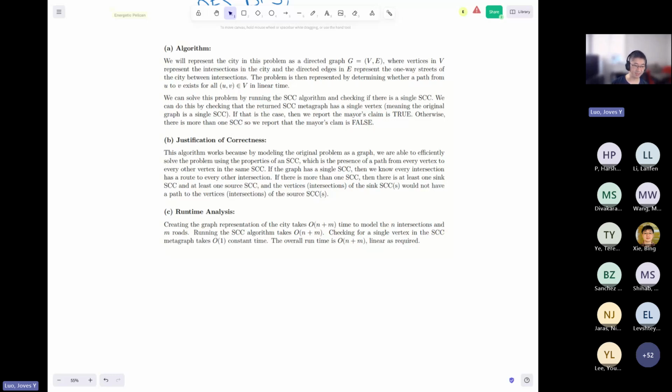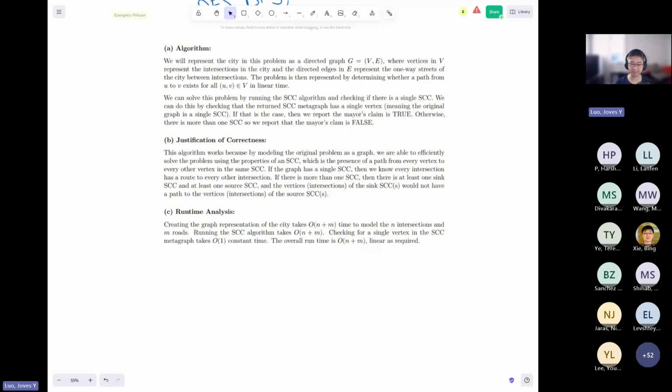The reason this works is because by modeling the original problem as a graph, we're able to efficiently solve the problem using the SCC algorithm. In a single SCC, every intersection can reach each other. That is what an SCC means. So if there's only one SCC, that means every single intersection can reach each other. If they're in separate SCCs, then that is not true. Runtime: O of n plus m to create the graph, O of n plus m to run the SCC algorithm, and checking to see if you only have one meta vertex is O of 1, and so your overall runtime is O of n plus m.